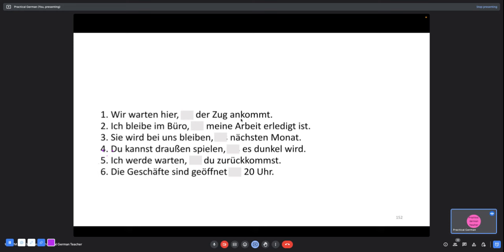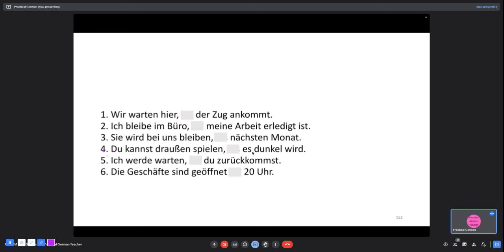So you just write them together. The same applies over here as well, right? Zurück comes. Normally you say du kommst zurück, but because you have this conjunction, you push the conjugated part to the last position and they just write them together. It's very visible over here.